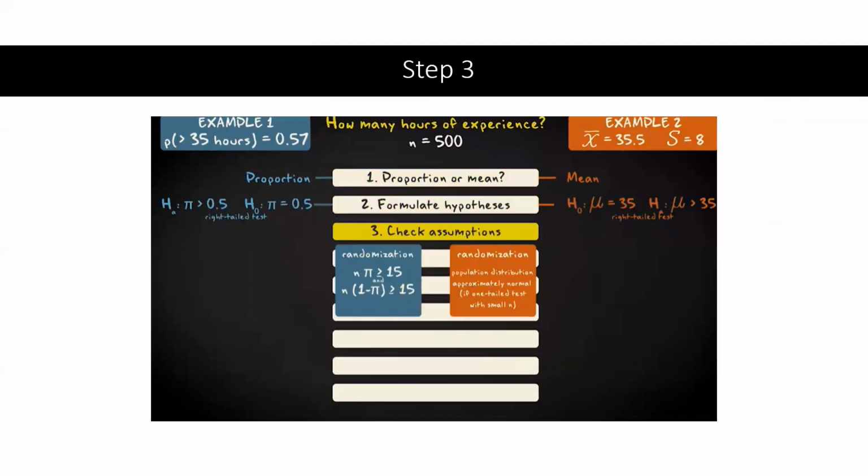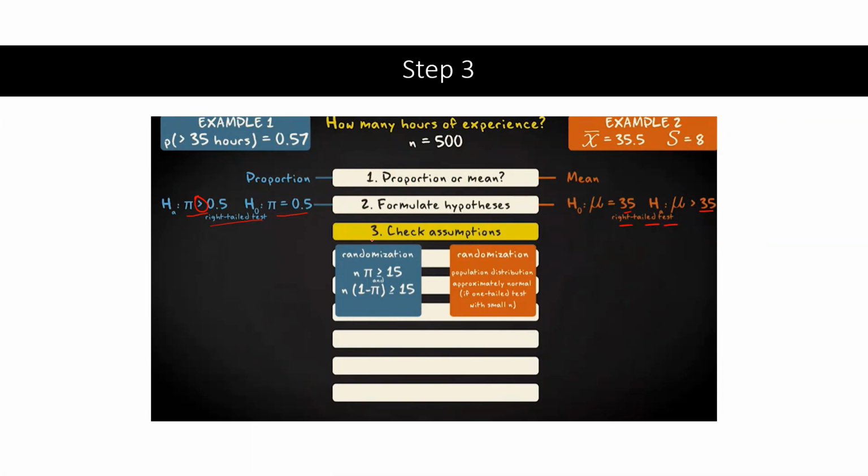Formulate hypothesis: the null hypothesis will be equal to, if more than half, 0.5, and the alternative will be greater than 0.5, and this is a right-tailed test because it is greater than here. And in case of the mean, the null will be equal to 35 and the alternative if it is greater than 35. This is also a right-tailed test.